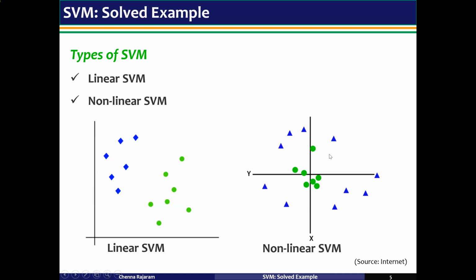But in the case of nonlinear, it is not like that. Nonlinear SVM is used for nonlinearly separable data, which means the data set cannot be classified by using a straight line. Here, the data points can be separated using a nonlinear SVM.